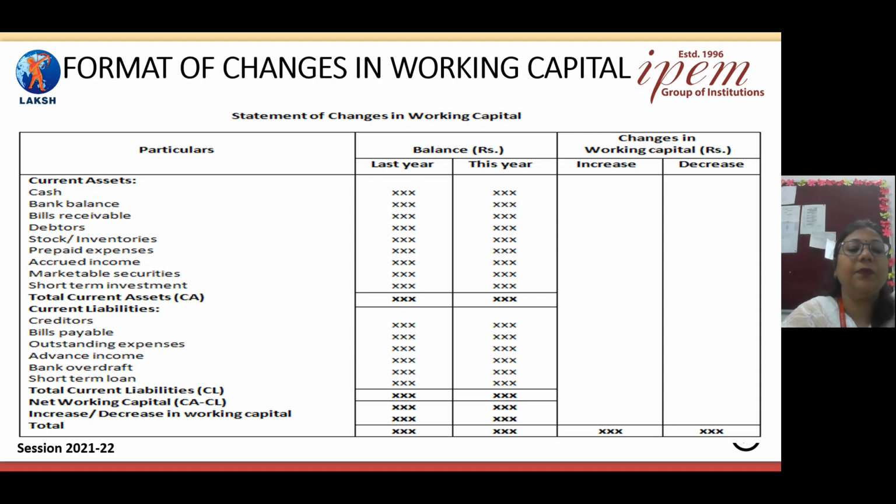And then in the next step, we have to calculate the various current liabilities, and CA minus CL is equal to the net working capital. And on that basis, we have to calculate whether there's an increase in working capital or a decrease in working capital.